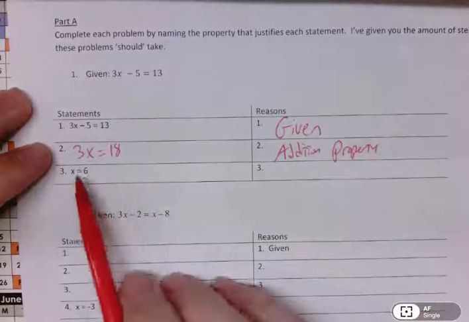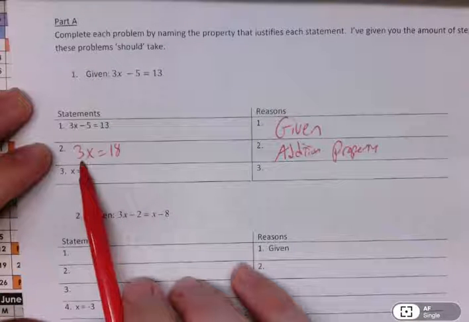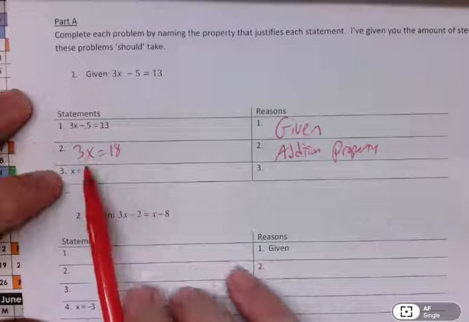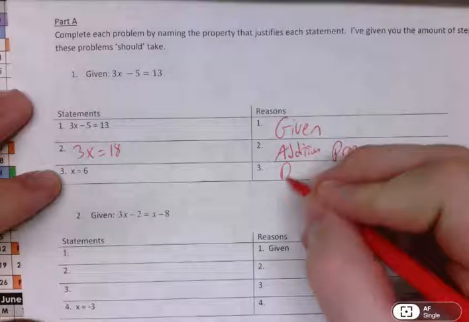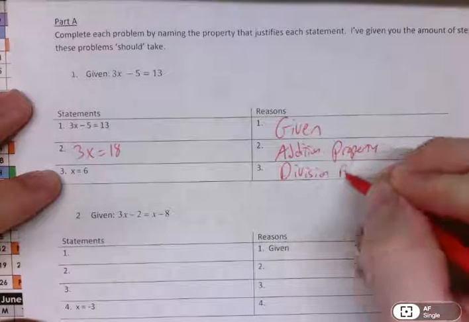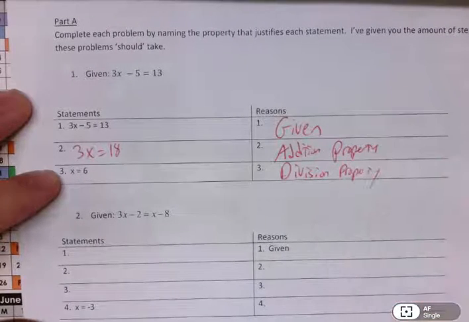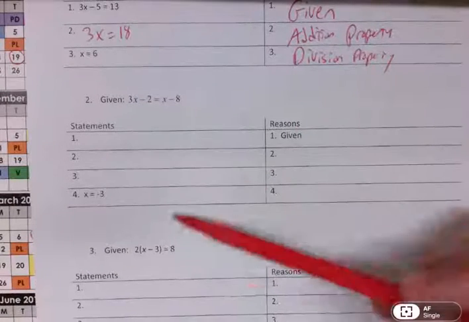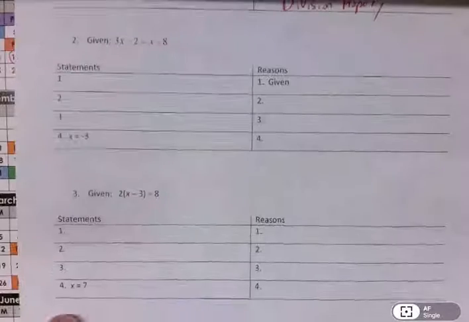And then how am I supposed to get 6 out of this? Well, it looks like if I divide both sides by 3, I'll get 6. Well, what did I do? I divided, so that would be the division property. Okay? Now, the rest of these, I gave you the amount of steps it kind of should take, but take whatever steps you feel you need.